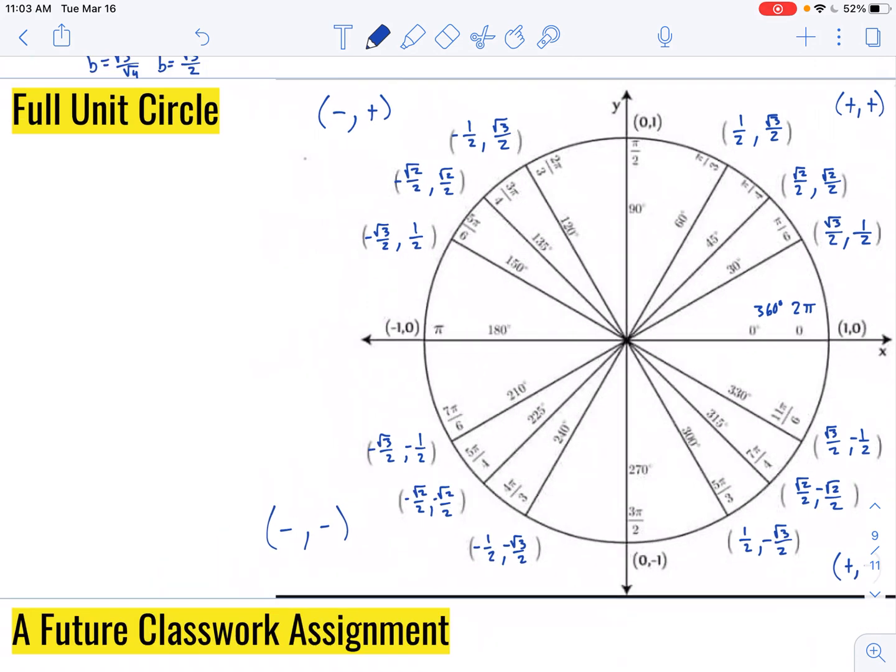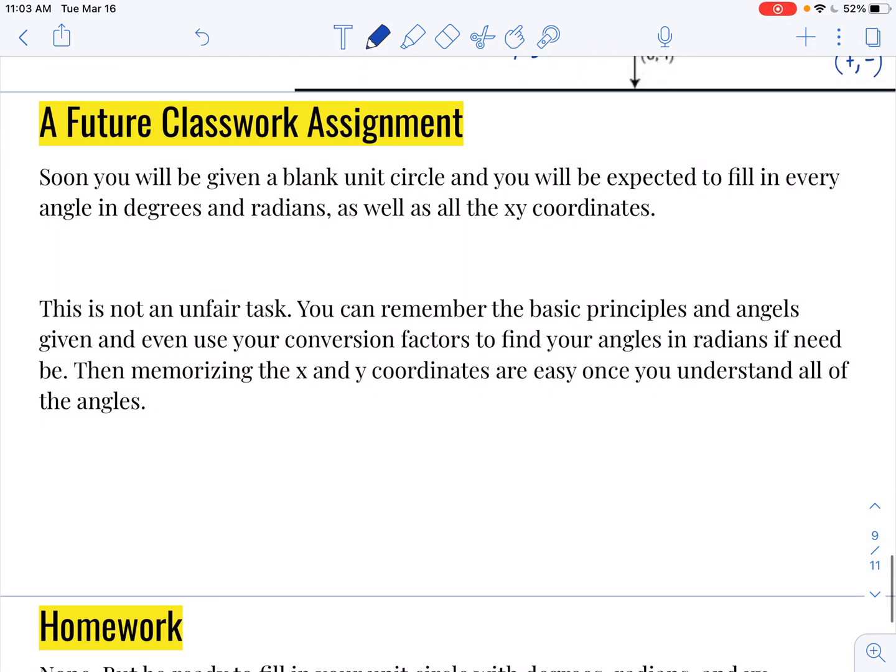So now we've filled in the entire unit circle. Soon you're going to be given a blank unit circle, and you're going to be expected to fill in every angle in degrees and radians as well as XY coordinates. I would expect this to happen the second class back from spring break. So I'd expect the second class after spring break, you're going to come back and you're going to have to do all of this by memory. This is not an unfair task.